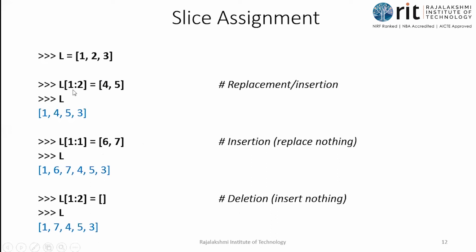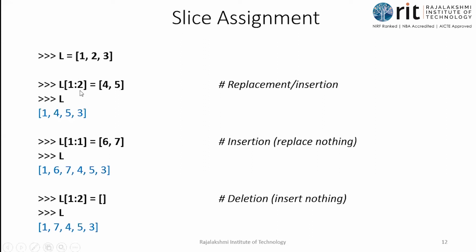L is equal to 1, 2, 3. L of 1 colon 2 is equal to 4, 5. Assignment statements: focus on the right hand side. I have 4, 5, so 4, 5 should be placed inside my list. Where should it be placed? That is the question. I have given the position here: L of 1 colon 2.